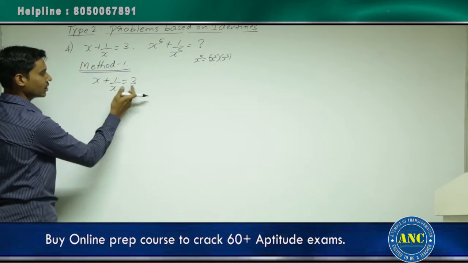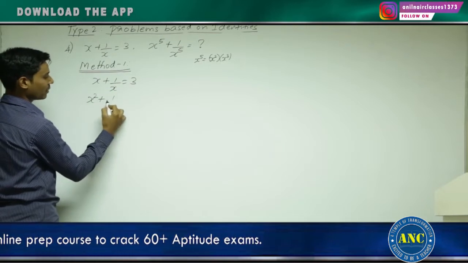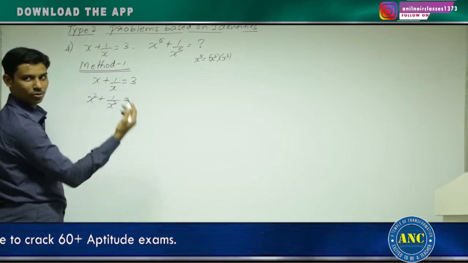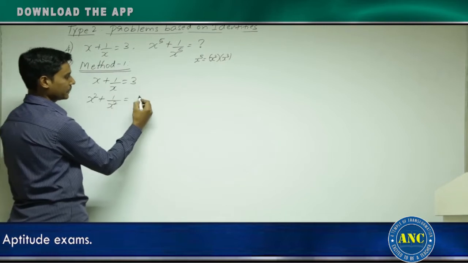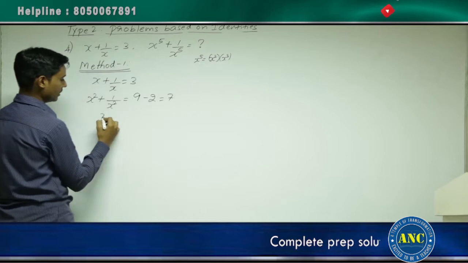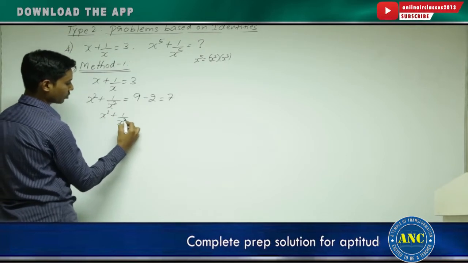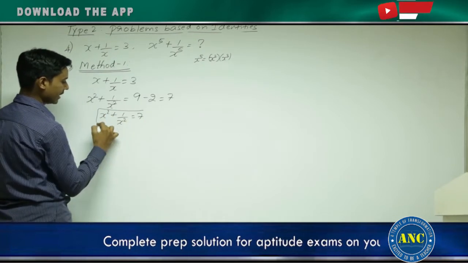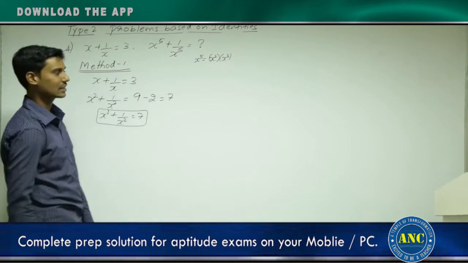x plus 1 by x is equal to 3 means what should be the x square plus 1 by x square value? We already solved so many questions, right? Square it. 3 square is 9. If it is plus here, you subtract 2. It is 7. That means the x square plus 1 by x square value we got as 7.